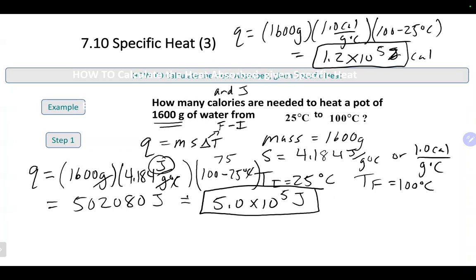Question on either one of those? And like I said, at that point, you could do this.